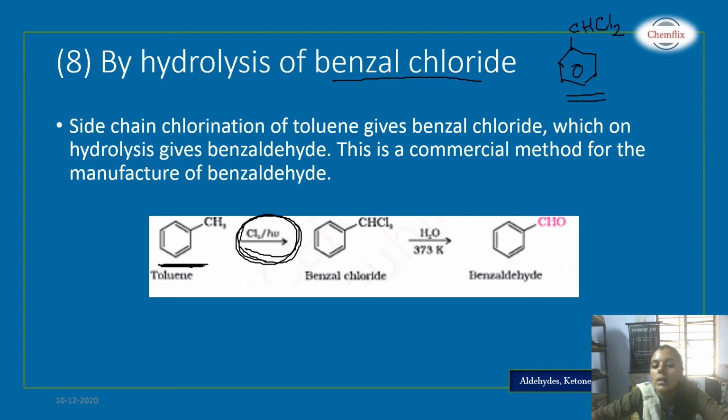Okay, chlorine and sunlight. hν means sunlight. You are taking toluene and you are going to conduct chlorination in the presence of sunlight. You will get benzal chloride, which upon hydrolysis gives benzaldehyde.